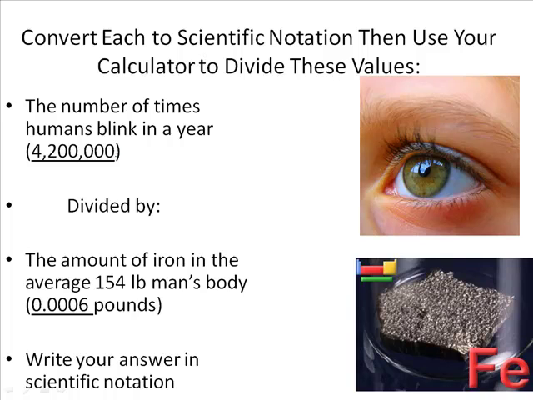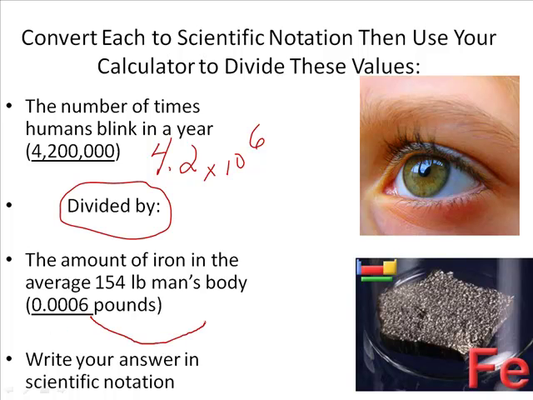4,200,000. We're going to put that into scientific notation first. It says convert each into scientific notation. So 4.2 times 10 to the 6th. Then it says divided by. We've got to remember that. Divided by the amount of iron in the average 154-pound man's body. Let's put that in scientific notation. So it's going to be 6 times 10 to the negative 1, 2, 3, 4. So it's negative 4th.